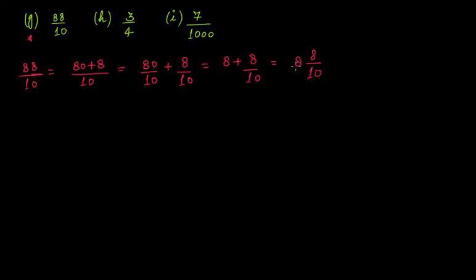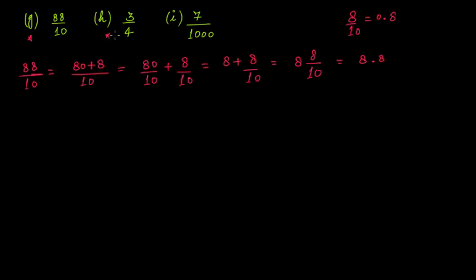Now 8 over 10 tells you what? 8 over 10 tells you that at the 10th place you have 8. Therefore 8 over 10 will be what? 0.8. 8 is the whole number, that is total 8 objects. So this will be total 8 objects and then 8/10 of that object, that is 8.8. 8 over 10 tells you that.